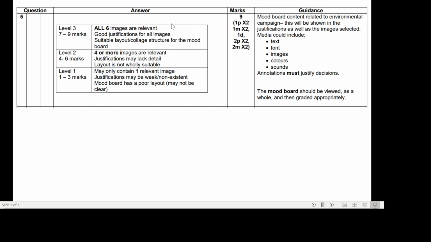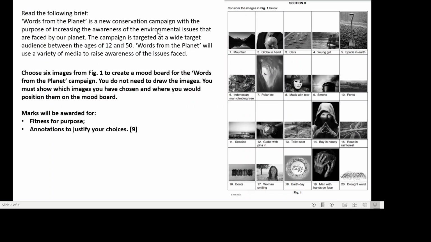Okay, so to get into level 1, so 1 to 3 marks, the person who's answering the question may have only picked 1 relevant image. So the other images that they've picked are not connected to this brief here.